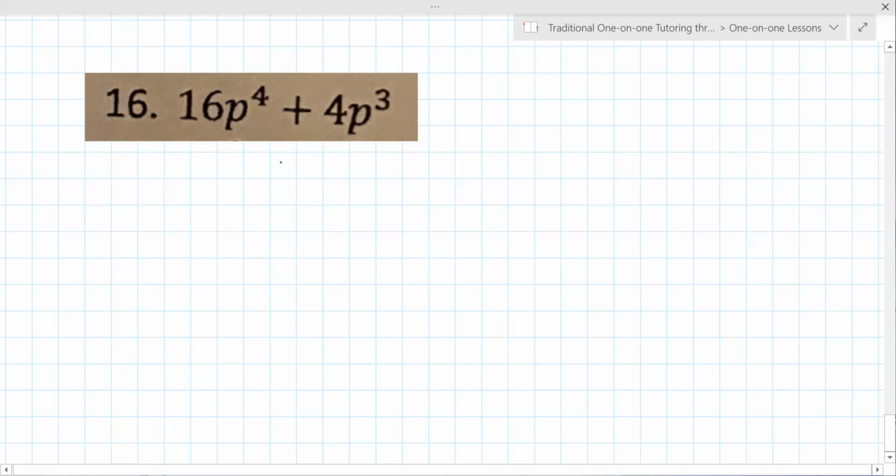All right, so let's look at 16 and 4. We got those two numbers. What's the biggest number that goes into both of them?